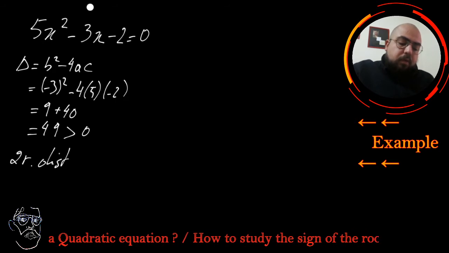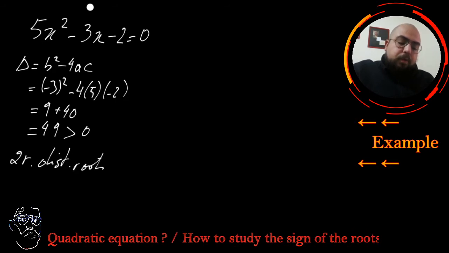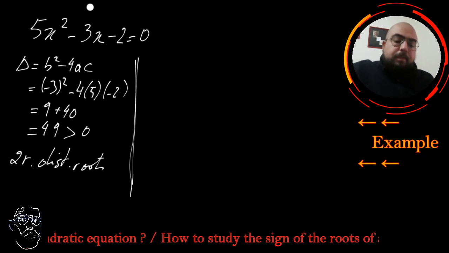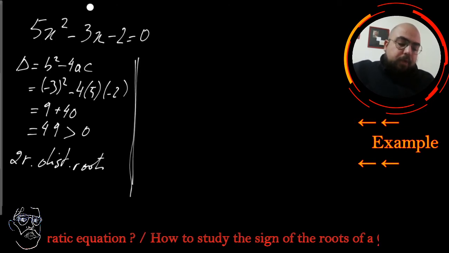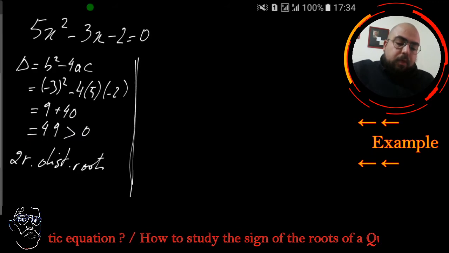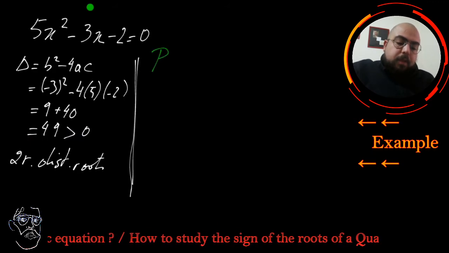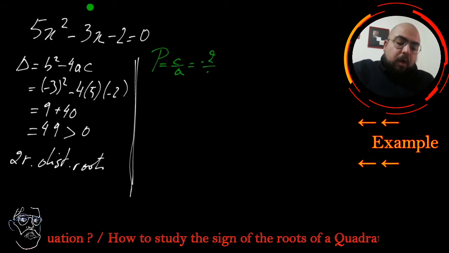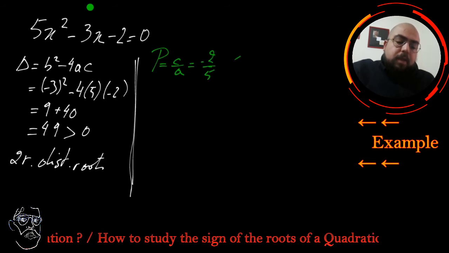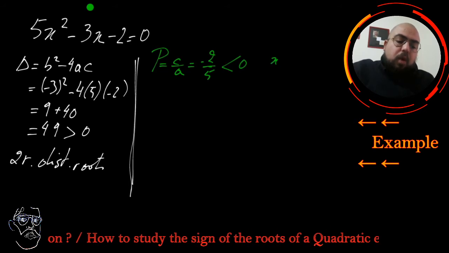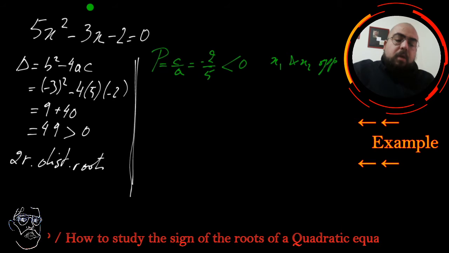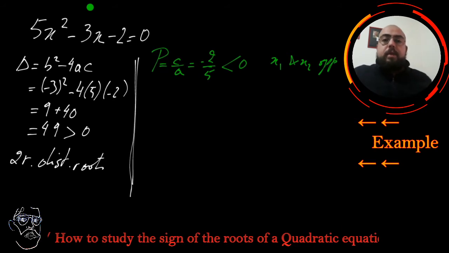Without calculating the roots, how am I supposed to find out about their sign? Very simple. I will check the product. So the product, p is equal to c over a. P is equal to minus 2 over 5. P is negative, which means that x1 and x2 have opposite signs. One of them is negative, the other one is positive.